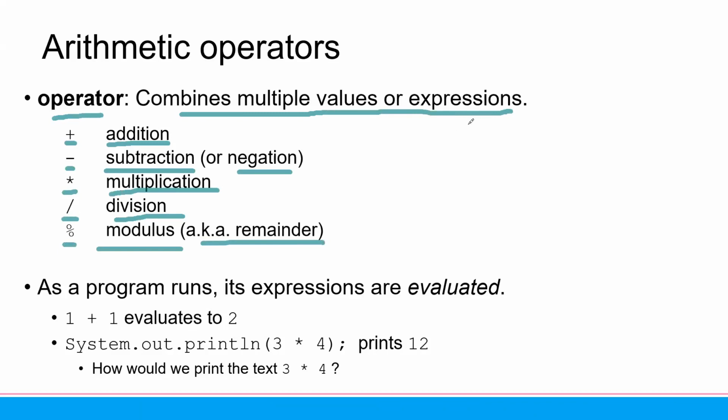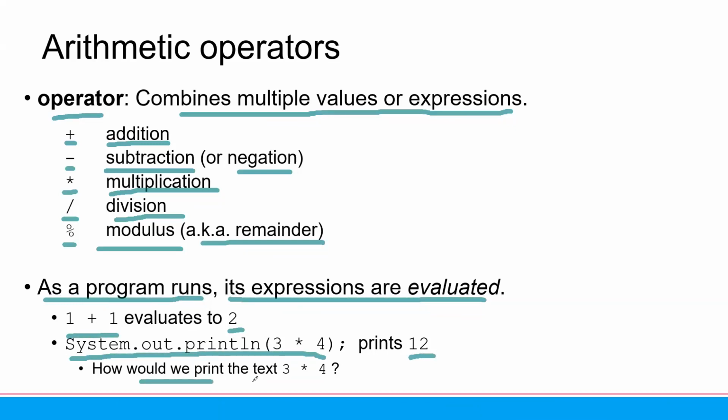And at this slide, we are going to focus only on the arithmetic operators. So the arithmetic operators means we are going to calculate numbers. For example, 1 plus 1, then the result will be 2. So as a program runs, its expressions are evaluated. If we print System.out.println 3 multiply 4, then the result will be 12.